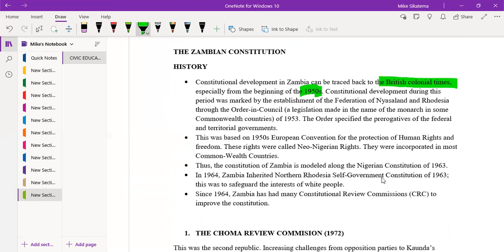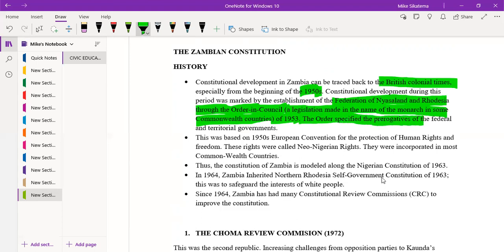The constitutional development during this period was marked by the establishment of the Federation of Nyasaland and Rhodesia through the order in council. So there was an order in council, because by then Zambia was still primarily ruled by the whites, and they still wanted white interests. So this order in council was a legislation made in the name of the monarch, in some Commonwealth countries, and Nigeria is one of those Commonwealth countries, of 1953. The order specified the prerogatives of the federal and territorial governments.